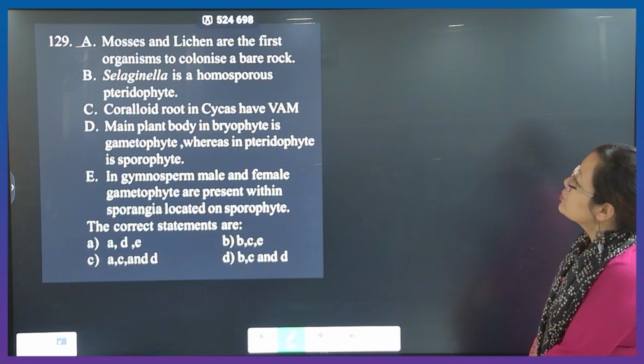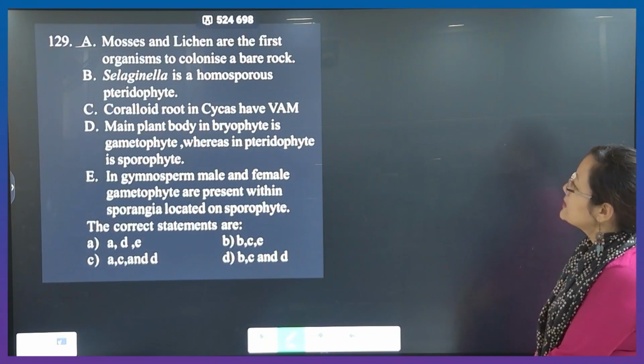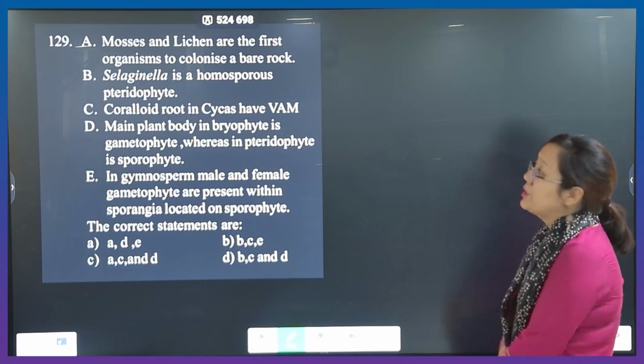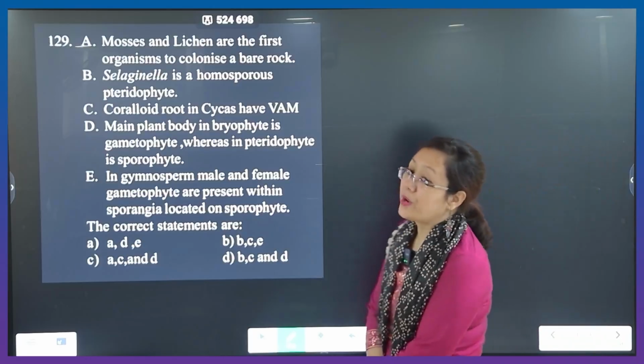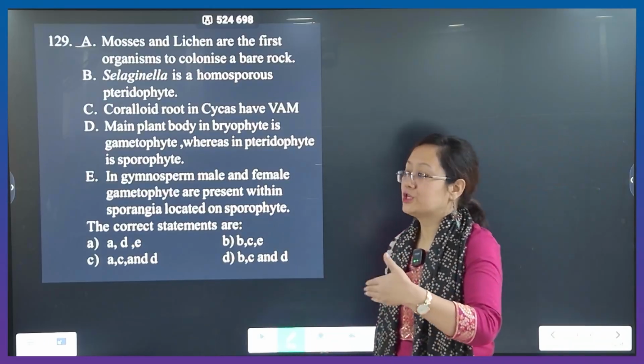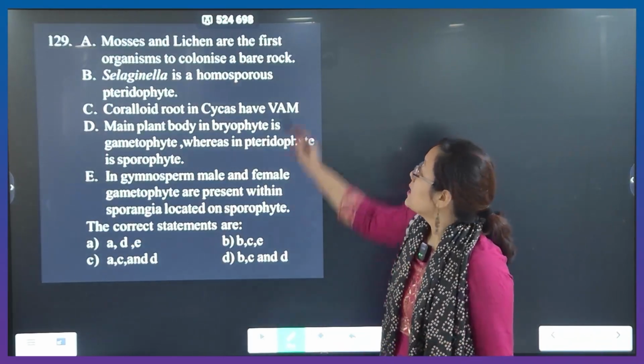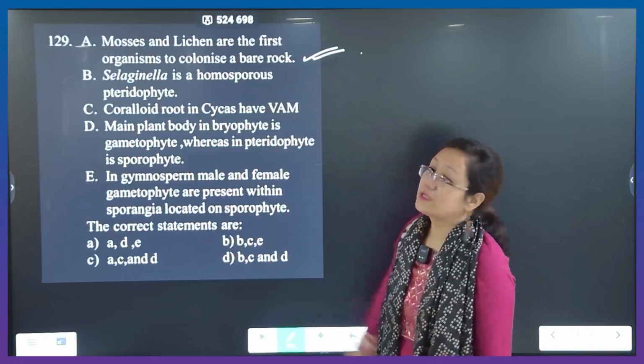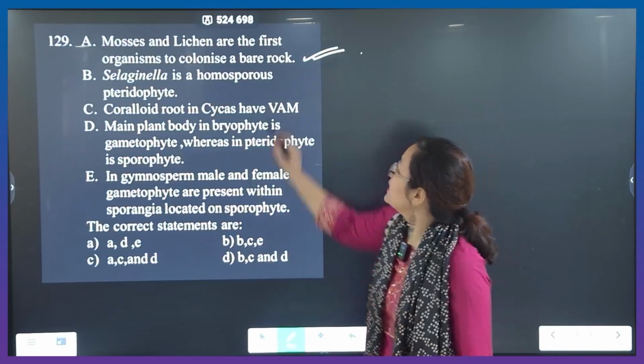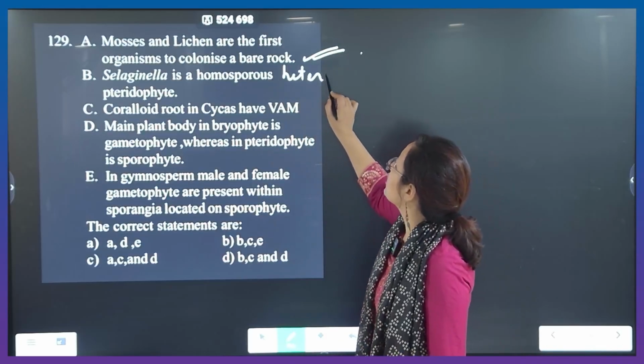129. Mosses and lichen are the first organisms to colonize a bare rock. This is correct. In the weathering of rock, in soil formation from rock to soil, the first organisms to come are mosses and lichen. Selaginella is heterosporous. It is not homosporous.